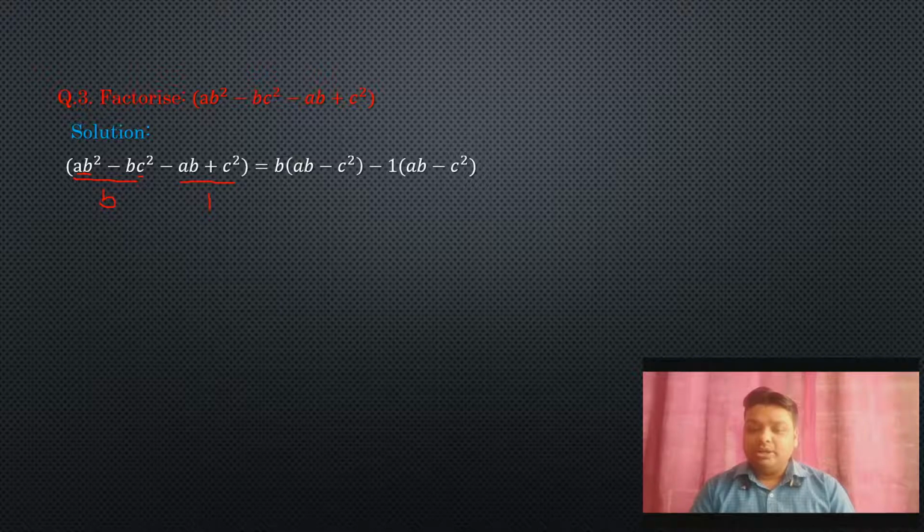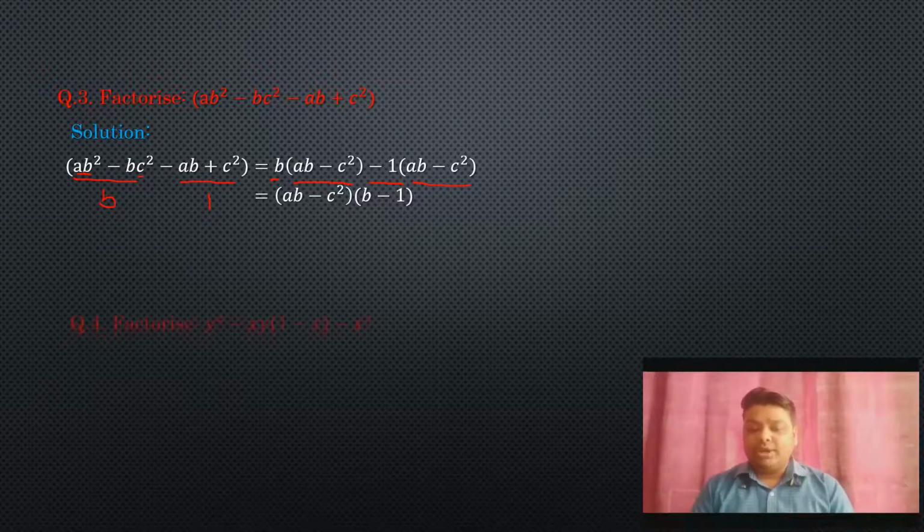Now here you can see in these two groups, AB minus C square and AB minus C square are common. So we can take it common, and what is left? B and minus 1 we can take in another group like this. AB minus C square in the first group and B minus 1 in the next group. Okay student. Now next question.